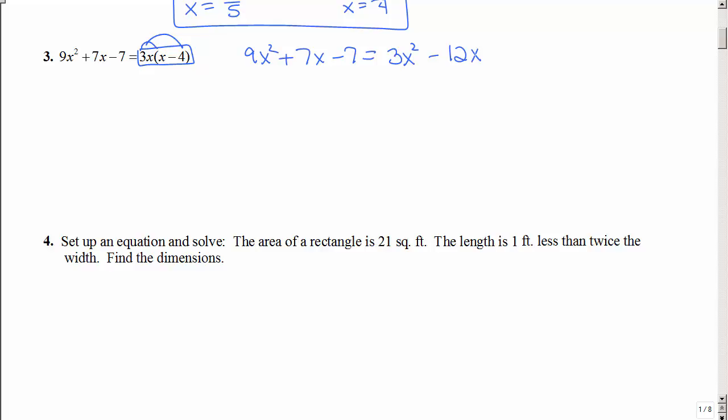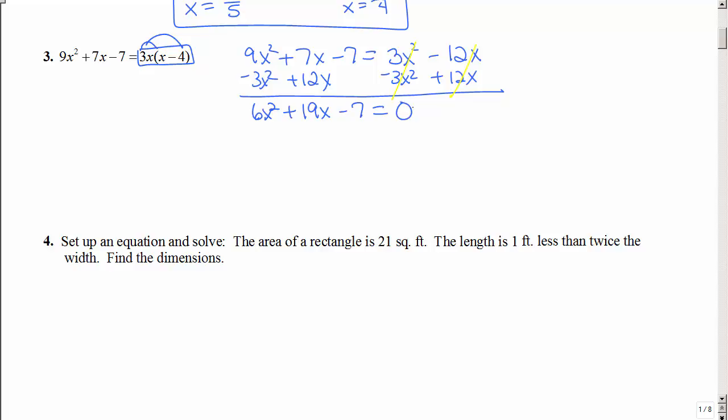Now I want to get it all to one side of the equal sign and have a 0, so I'm going to move everything to the left, and that also keeps my x squared terms positive. So I have 6x squared plus 19x minus 7, and you could see that does indeed equal 0. So now I'm just like number 2. Do I have a greatest common factor? No, it's just a trinomial.